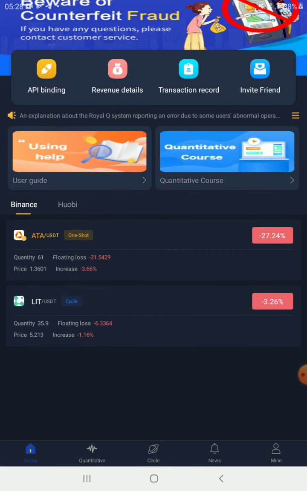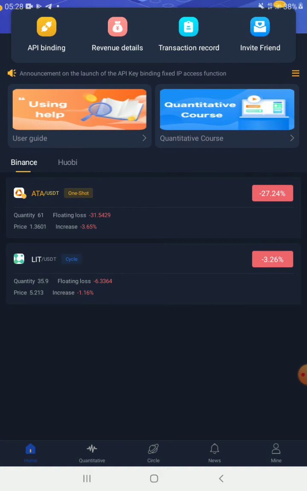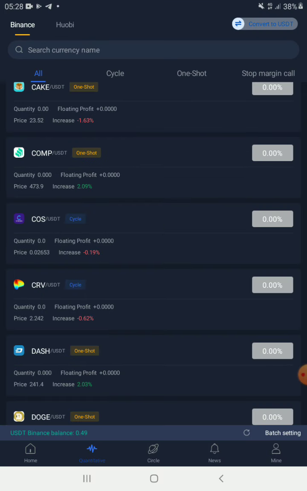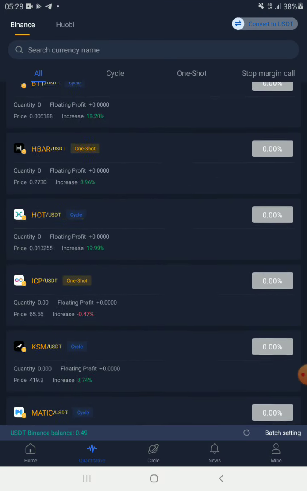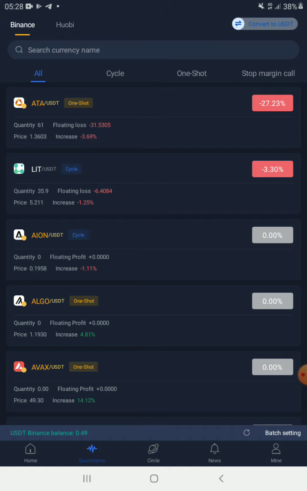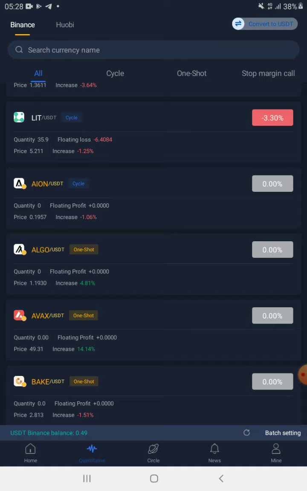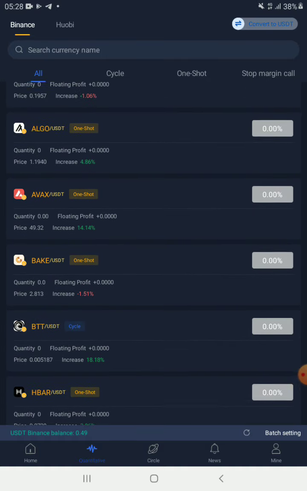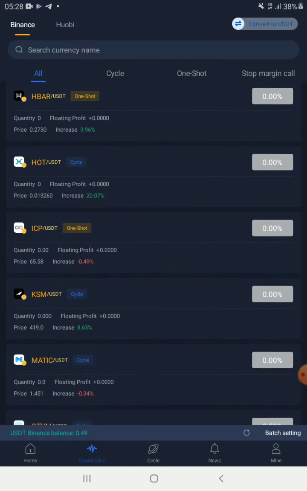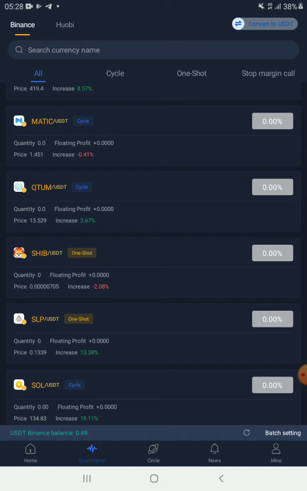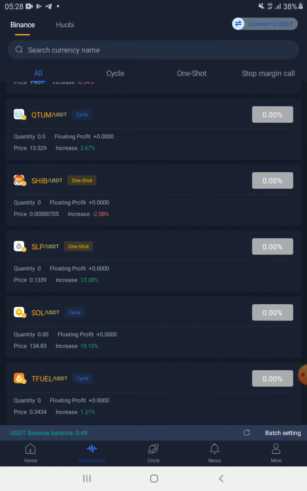If you are not syncing any strategy, you can do this yourself manually for optimal results. You go to quantitative, and you go through all these coins. You see all these coins that are red. This is minus 1, this is minus 1.5, ICP is minus 0.50, you see Matic at 0.41. Look at Shiba, minus 2.8.